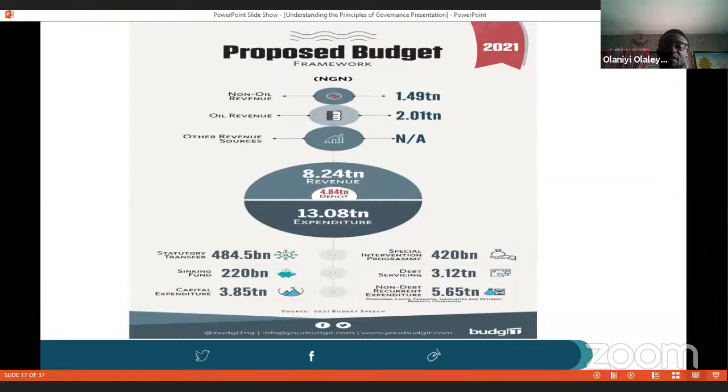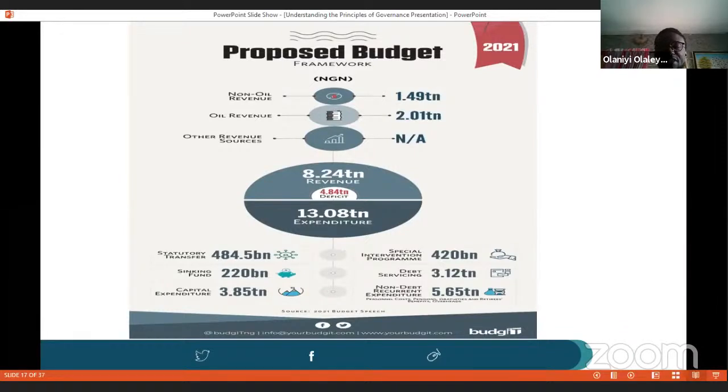The total amount of money that they want to spend in 2021 is 13 trillion, from 10 trillion in 2020. The Nigerian budget has increased by over 3 trillion, from the 10 trillion figure of 2020 to 13 trillion of 2021. If you look above this expenditure, you will see revenue that I have already explained, where the money will come from. So the total amount of money that the government wants to make to finance this 13 trillion is 8 trillion.